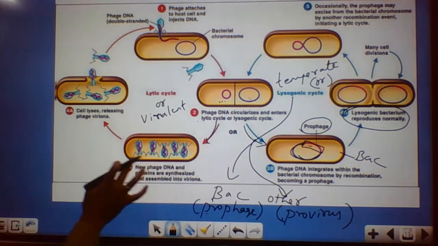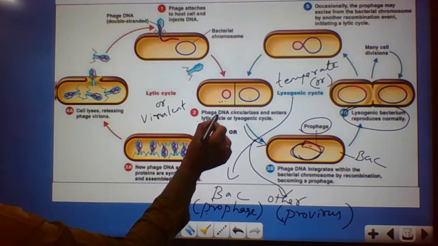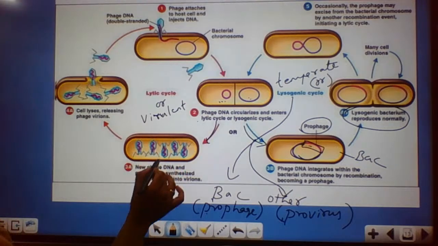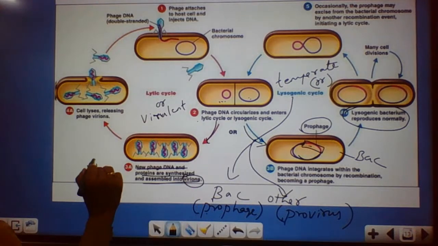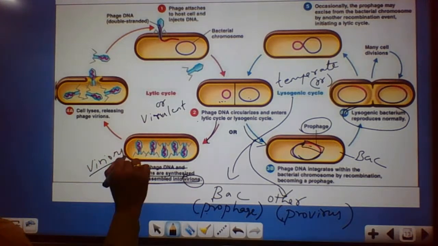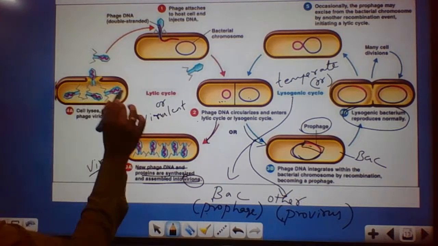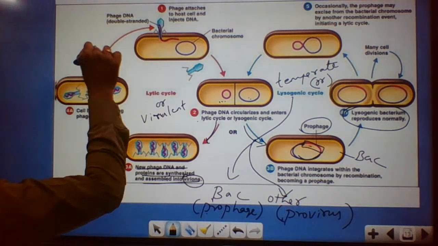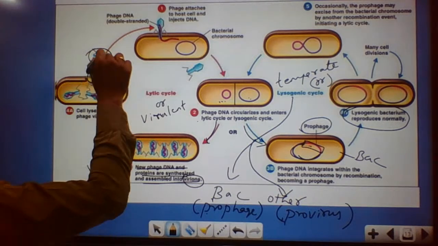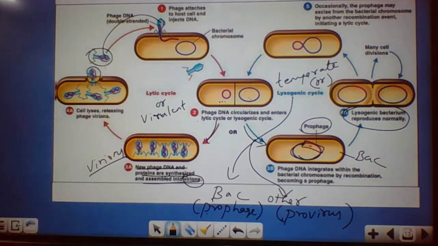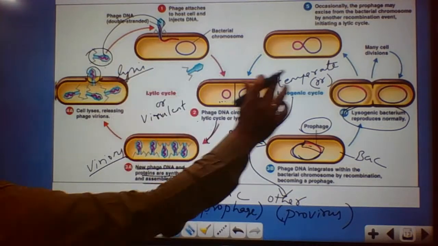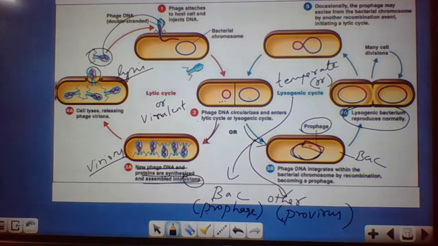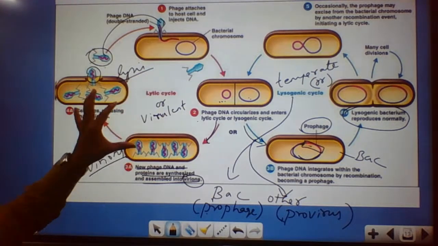On the other hand, you can take the lytic cycle, where the phage DNA is not a part of the host DNA. New viral DNA and proteins are synthesized and assembled into parts called virions. The virions are formed. In this case, we could see the virion structures getting formed, and here the cell lysis takes place, releasing the new infective agents that we call virions. Now these virions go and infect other new cells. Here the lysis occurs, the destruction of the host cell occurs. Here there is no destruction of the host cell. Okay, so thus we maintain the difference.